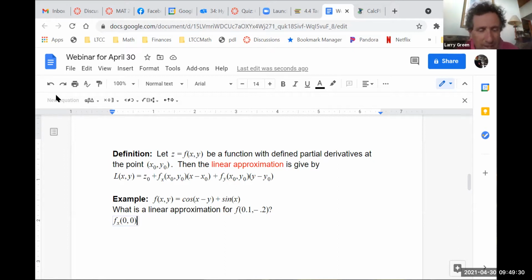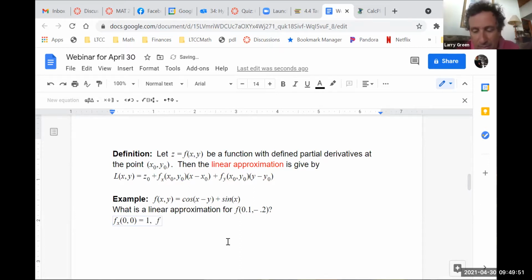Well, what is f sub x? And I could do this in my head. I get negative the sine of x minus y. If I plug in 0, 0, that just gives me 0. And then I get plus the cosine of x. Cosine of 0 is 1.